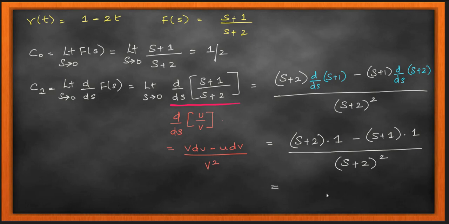Good. So what I have on my right hand side is my d by ds of f of s, right? So this is my d by ds of s plus 1 upon s plus 2.